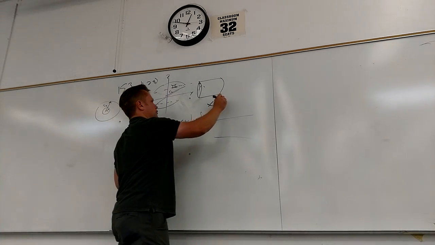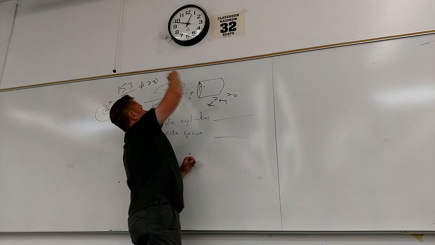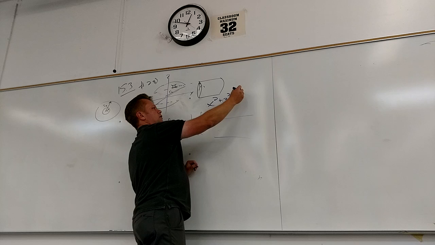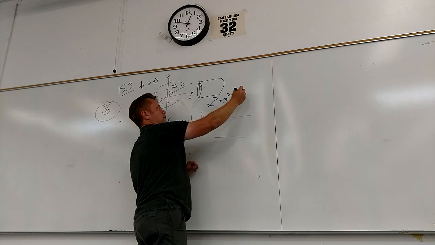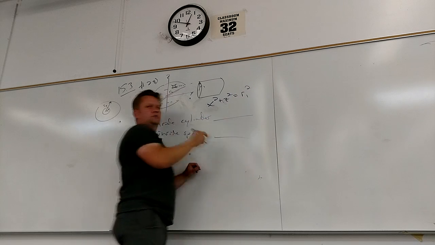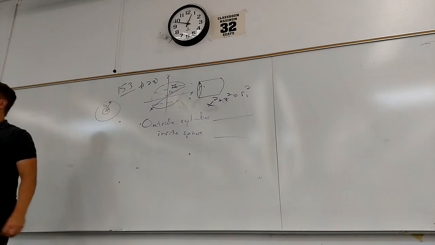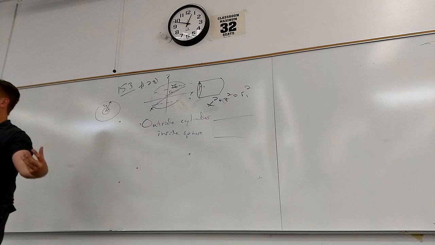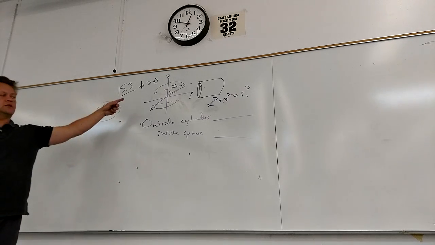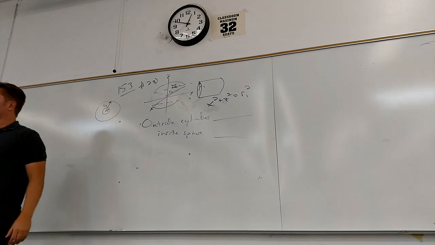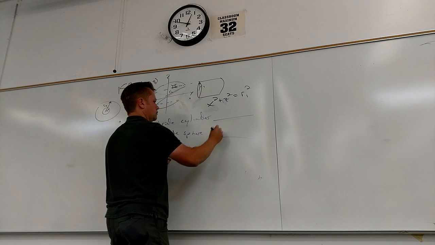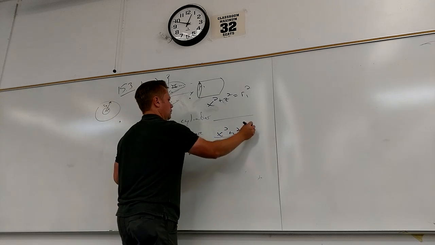X squared plus z squared equals R1 squared. All right, we have an equation now. This is starting to sound and look a lot like the problems that I had earlier. What's the equation of the sphere? X squared plus y squared plus z squared equals R squared, or R sub 2 squared.